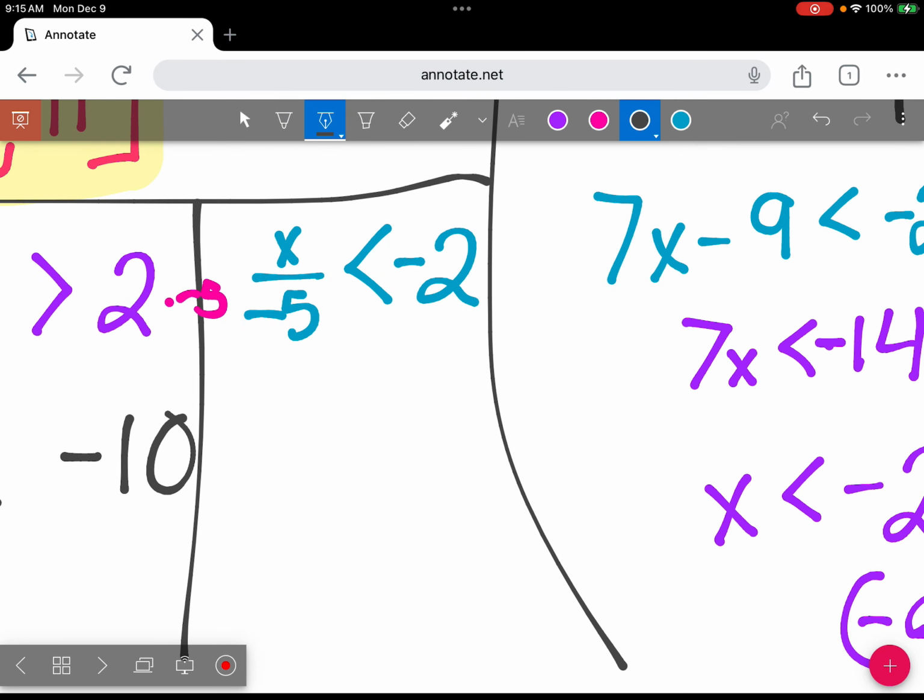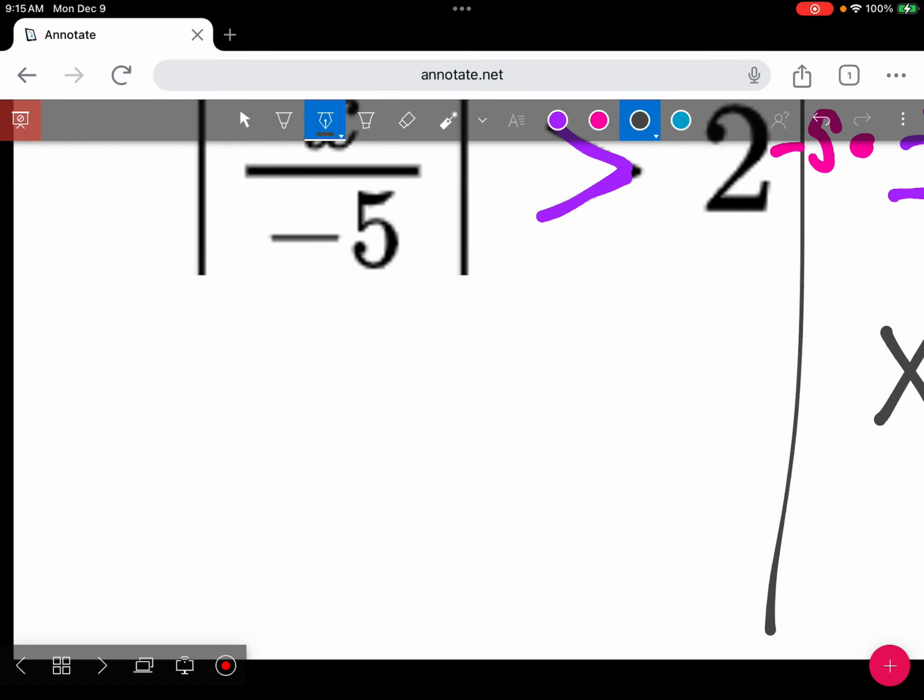How about for the blue one? What are we going to have? This one. So we're going to have our x is greater than positive 10. Because again, we're multiplying by that negative number. Negative 2 times negative 5 gives me positive 10. And it switches my sign.